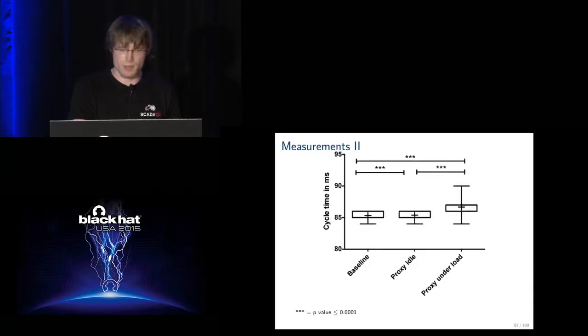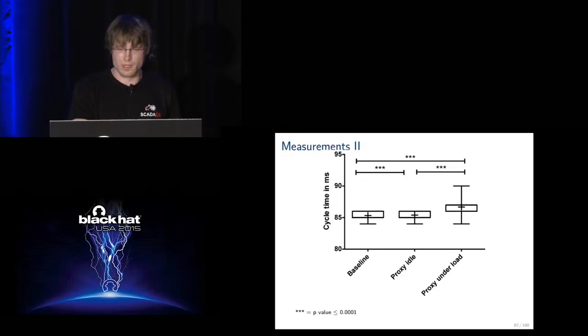So as we can see, we have a box plot here with the measured cycle times. The baseline and the proxy idle seem pretty equal, but we did a statistical significance analysis whether these test series differ. And yes, indeed, they differed. You see it with the bar above and the 3 stars.